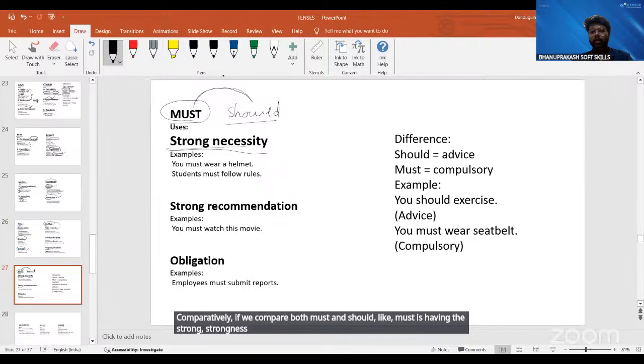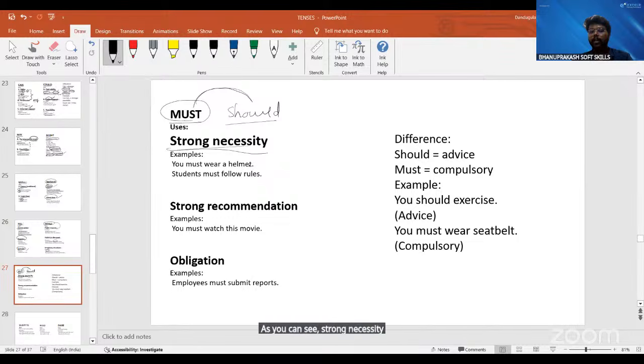As you can see, strong necessity, like you must wear a helmet while you are driving. And students must follow rules. And for strong recommendations, like you must watch this movie. And for obligations, like employees must submit reports. Then even should is also something like this, right? Then what's the difference here?